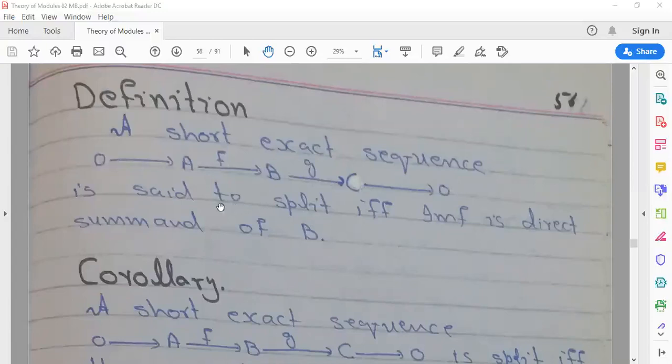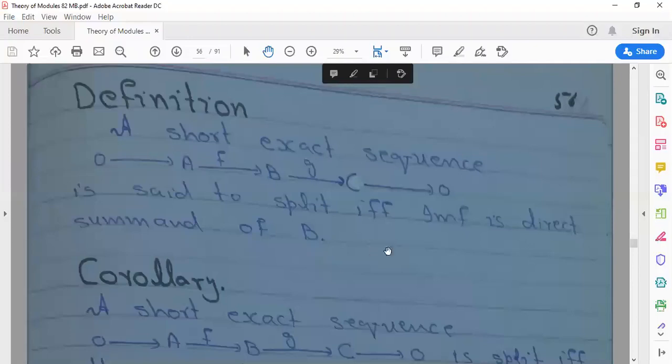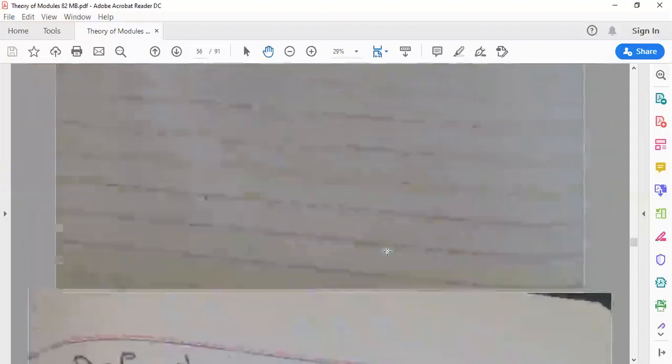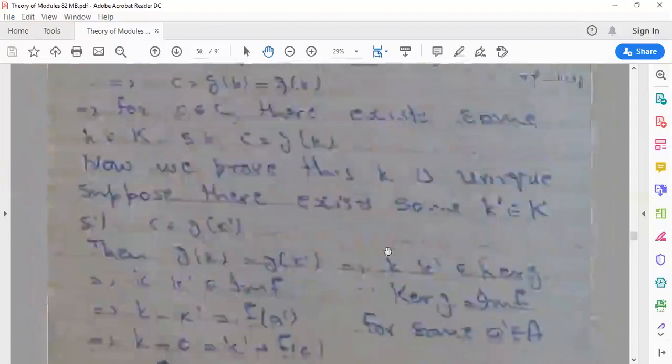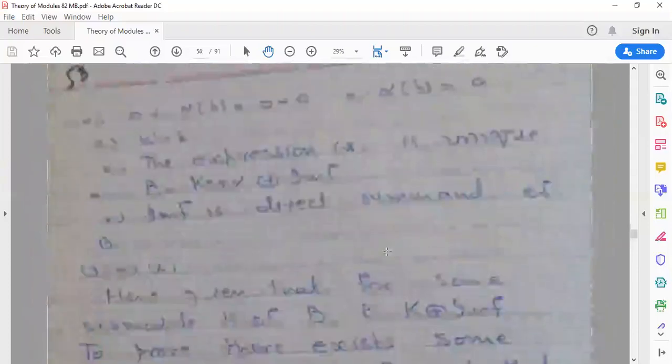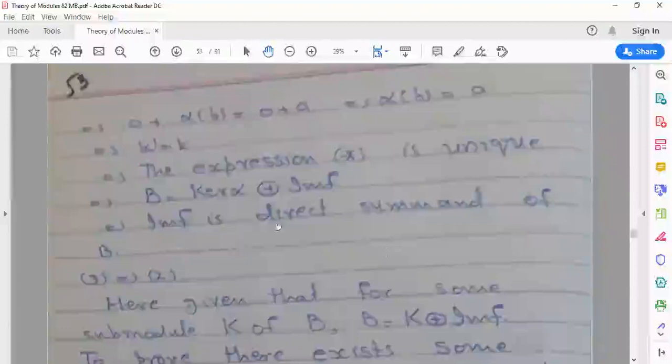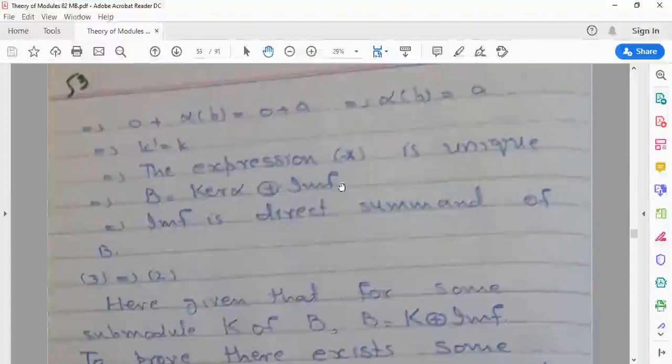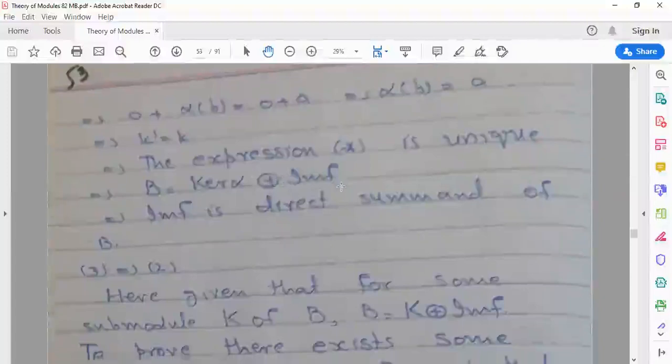This short exact sequence is said to be split if and only if the image of f is a direct summand of B. Before studying this definition, I revised some definitions for you. So we go back to the last lecture. In this theorem, yesterday we studied that the image is a direct summand of B. So we write B is equal to the kernel of alpha, direct sum, and the image of f. For direct sum we use the symbol of addition under a circle. So this is the definition of direct sum.